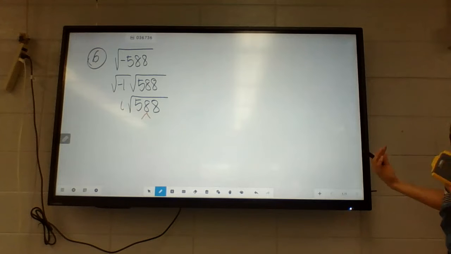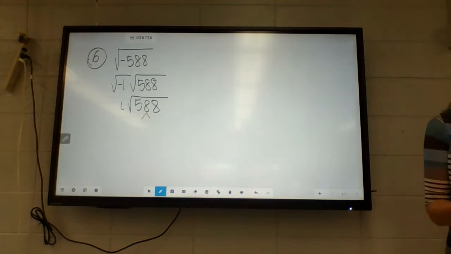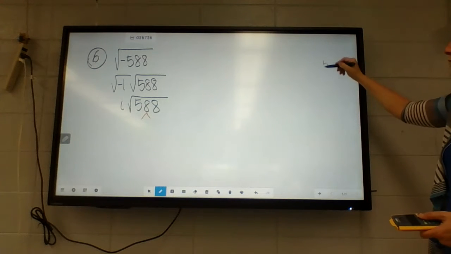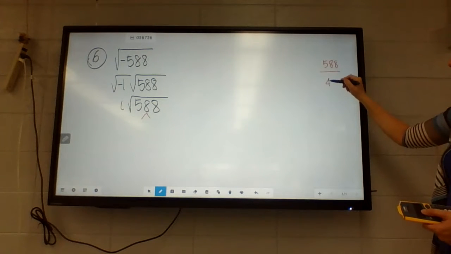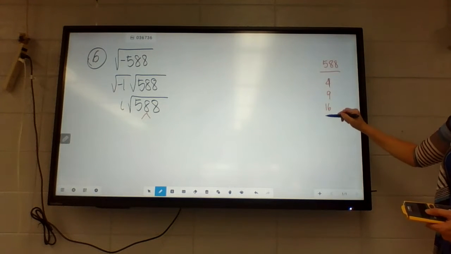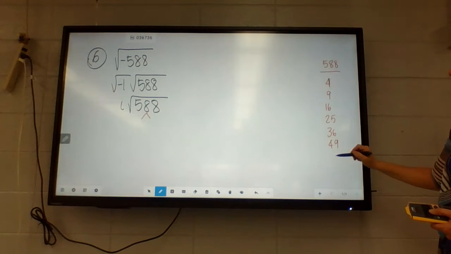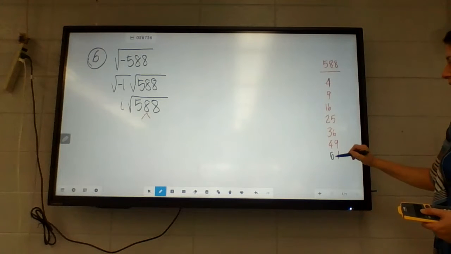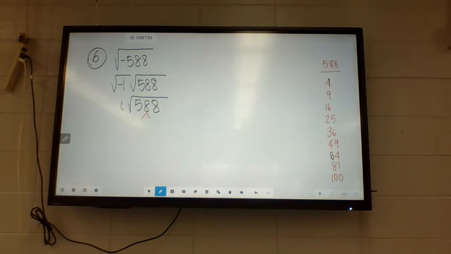So when we do this, we kind of have to try. I usually try perfect squares. I probably wouldn't have tried the biggest number possible because I don't know that I'd have been checking what 14 squared is. So when we're doing 588, we're just trying to find numbers that go into it, and I'm talking about perfect squares. So I'll probably start there.